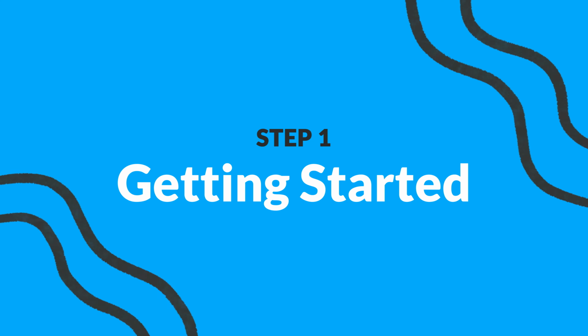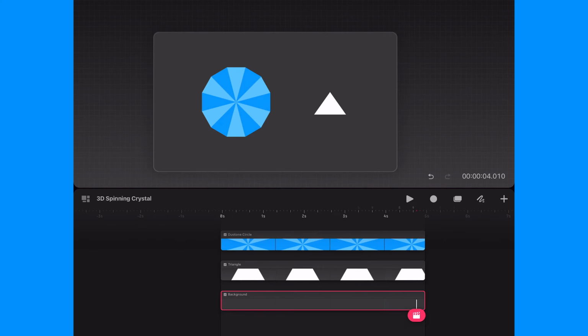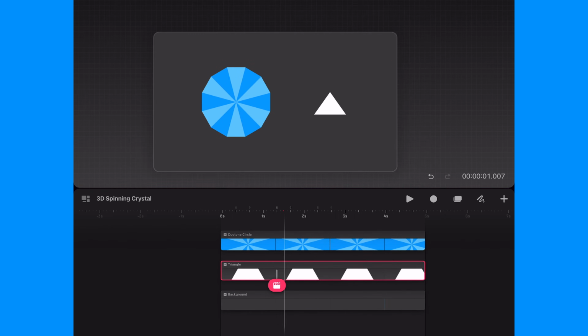Now let's get started. I'm using 4K widescreen format, 12 frames per second, and 5 seconds duration for my file. If you would like to follow along, I have linked a file in the description that comes with the pre-made dual tone circle and triangle. As we discussed earlier, I'll start by animating the circle first.